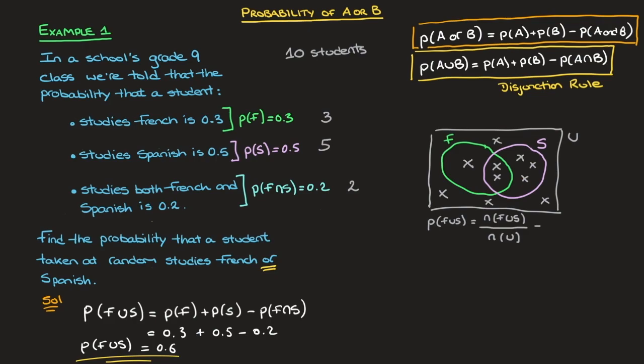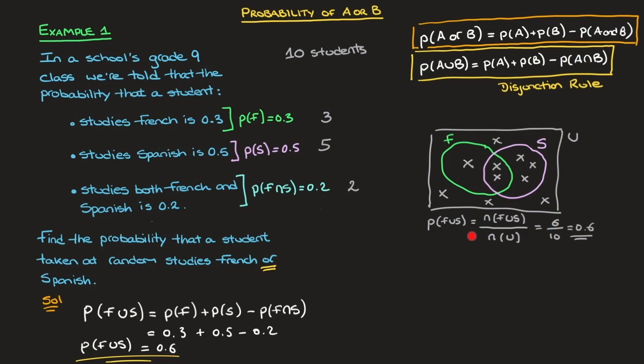And so I can write that, that's equal to 6, over the number of elements inside the universal set, and that corresponds to the total number of possible outcomes. So in this case, the total number of students. And as we can see, that's 1, 2, 3, 4, 5, 6, 7, 8, 9, 10. So this is equal to 6 over 10, which equals 0.6. And that confirms the answer we just found a minute ago.